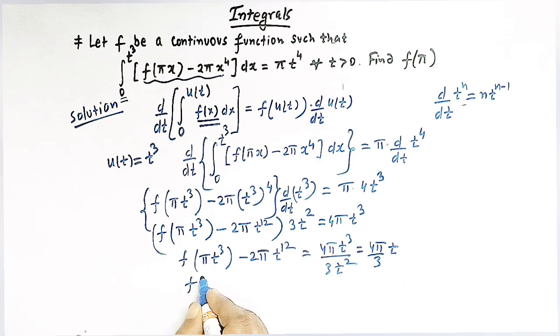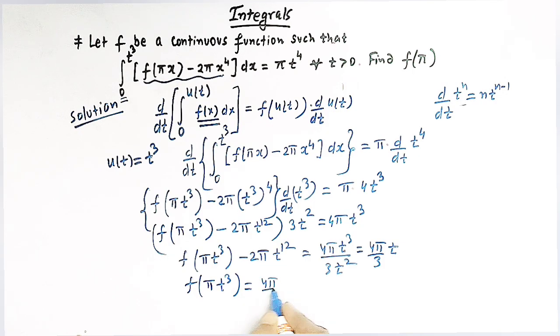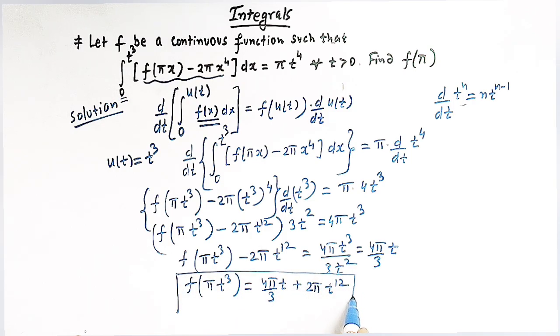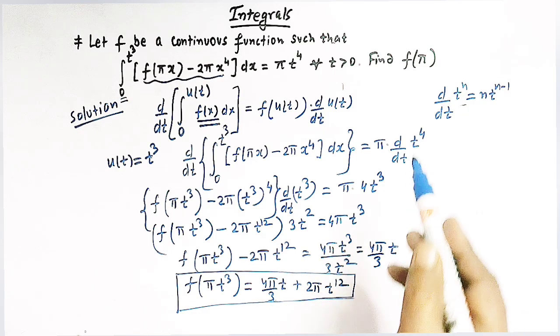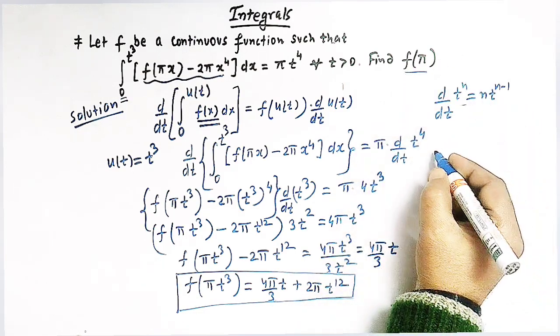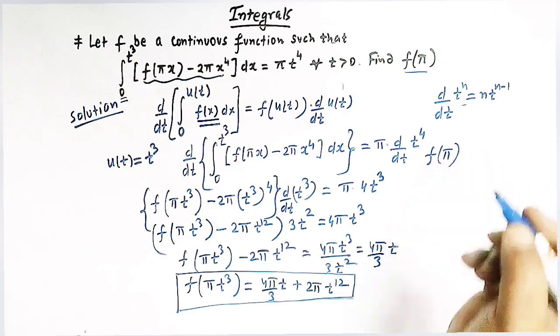So now we can write f of pi t cube is equal to 4 pi over 3 t plus 2 pi times t raised to 12, right? So now we have arrived at this important relation which defines this function f of pi t cube as 4 pi t over 3 plus 2 pi t raised to 12. Now we need to find out the value of f of pi, right?